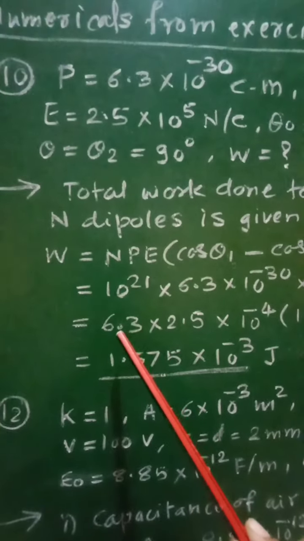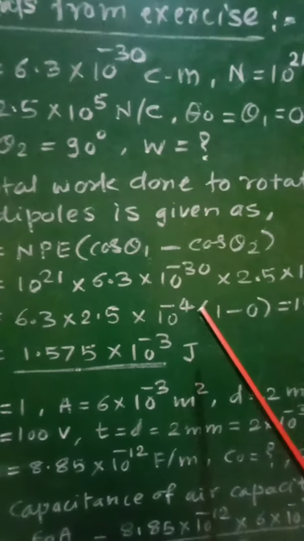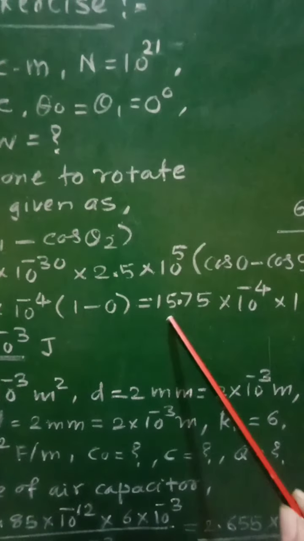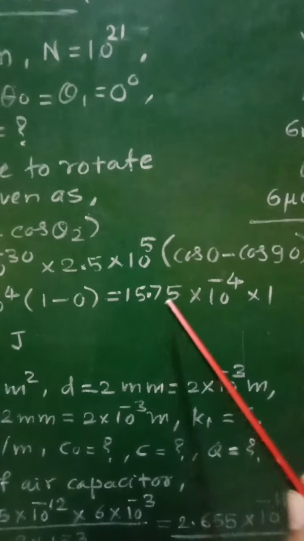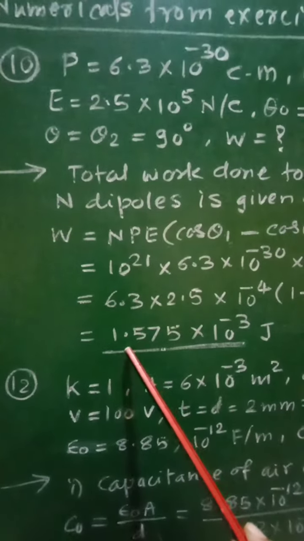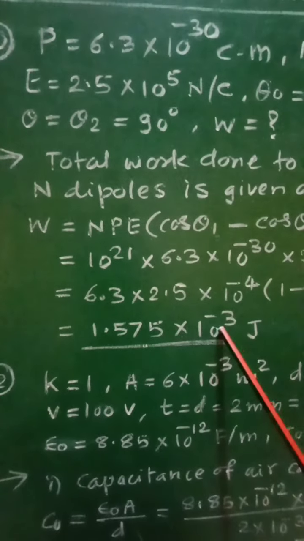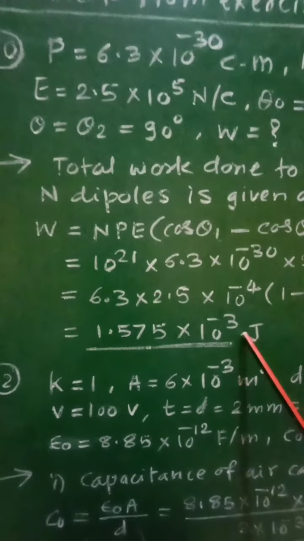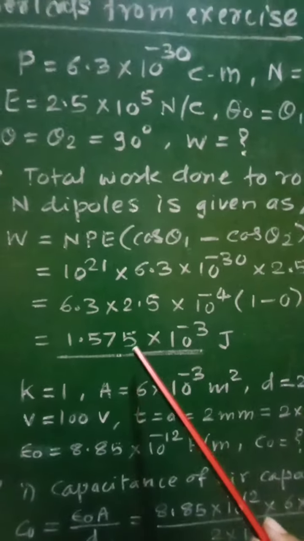That comes out to be 6.3 into 2.5 into 10 raised to minus 4 into 1 minus 0, that is equal to 1, which comes out to be 15.75 into 10 raised to minus 4 into 1, and therefore the total work done will be equal to 1.575 into 10 raised to minus 3 joule, which will be the total work done to rotate the n dipoles.